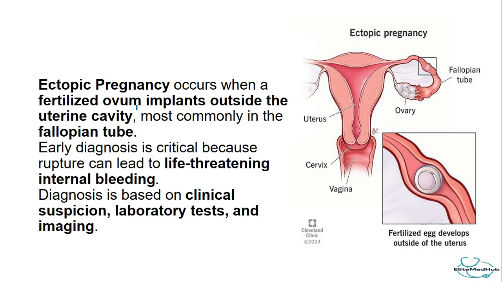So ectopic pregnancy occurs when a fertilized ovum implants outside the uterine cavity, most commonly in the fallopian tube. Early diagnosis is critical because rupture can lead to life-threatening internal bleeding. Diagnosis is based on clinical suspicion, laboratory tests, and imaging.